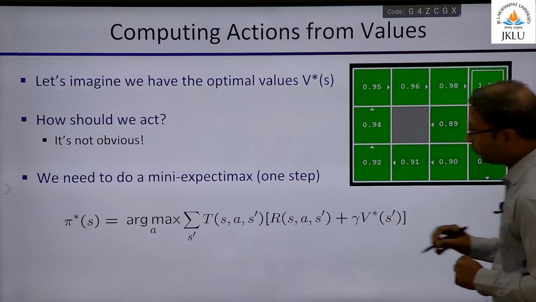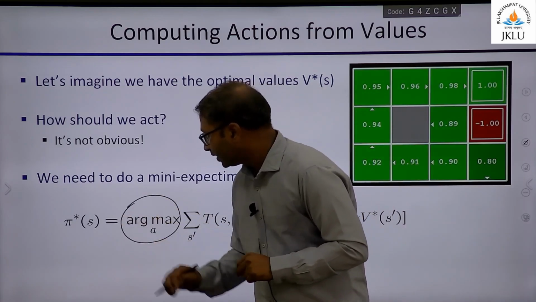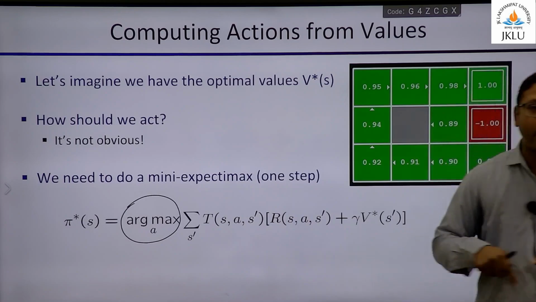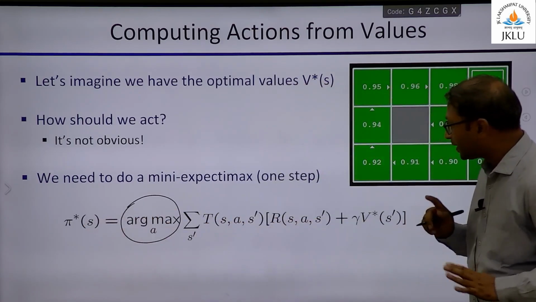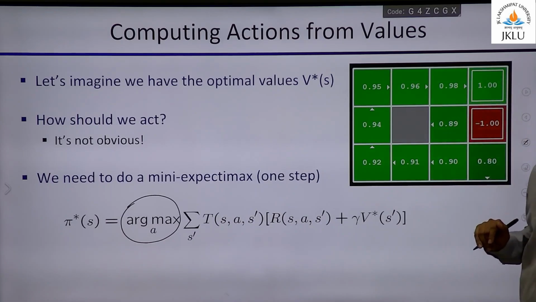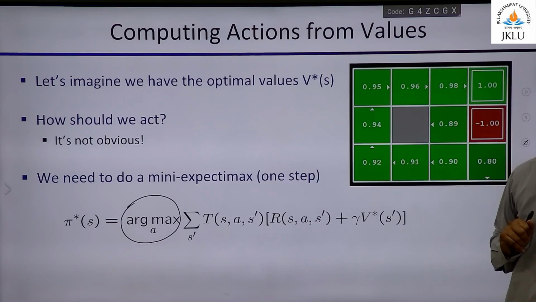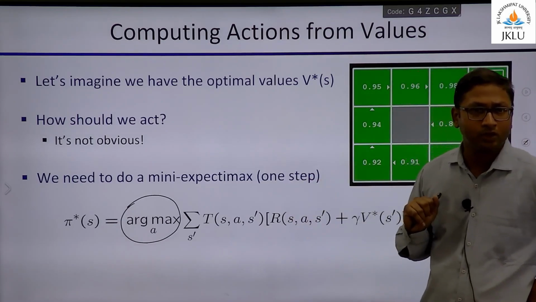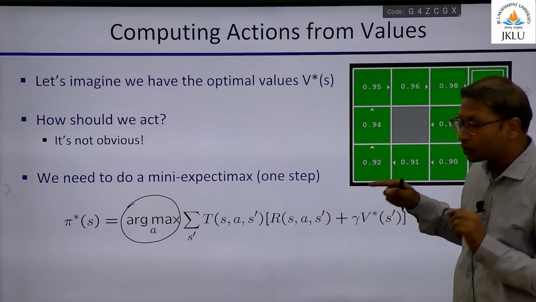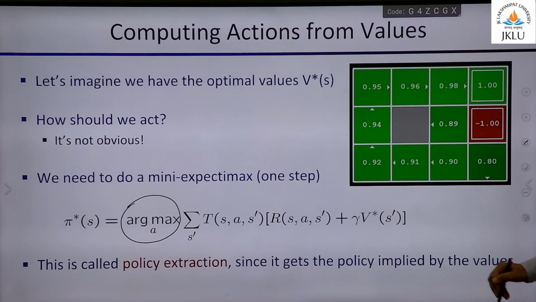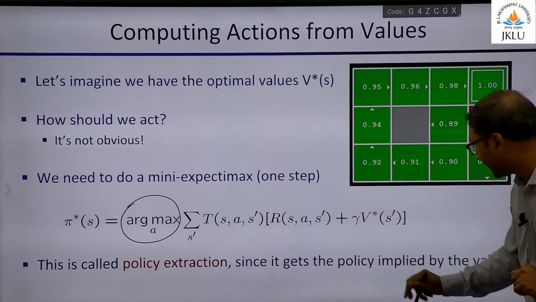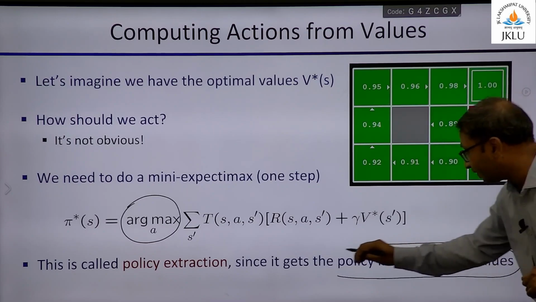Give me that particular A for which this quantity is max. Exactly the same thing you were doing earlier. So π*(s), but now what values do I have in this? I know these guys. Most likely I know these guys too. So given all this, I am supposed to compute which A is maximizing this value. This is called policy extraction since it gets the policy implied by values.